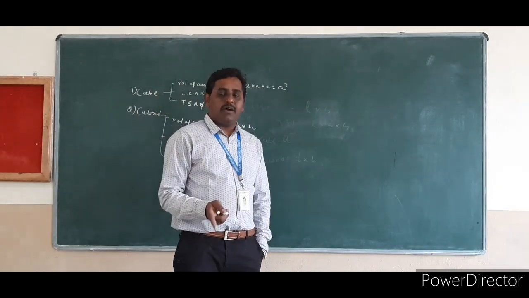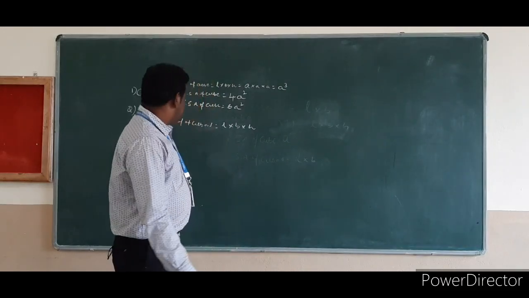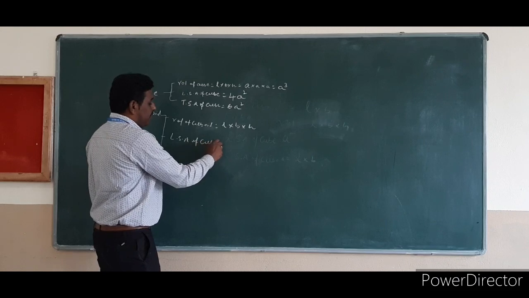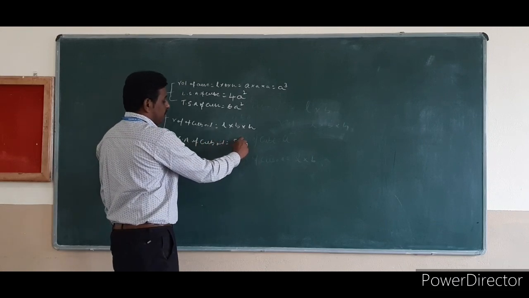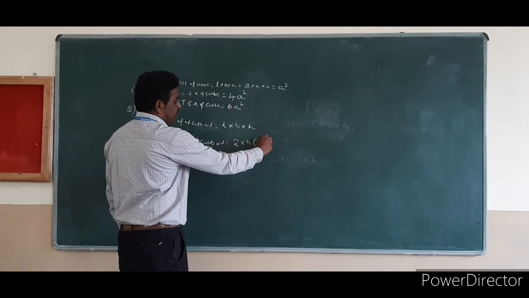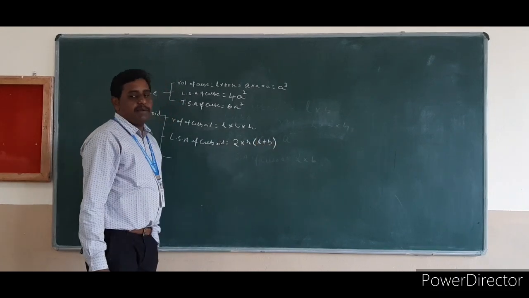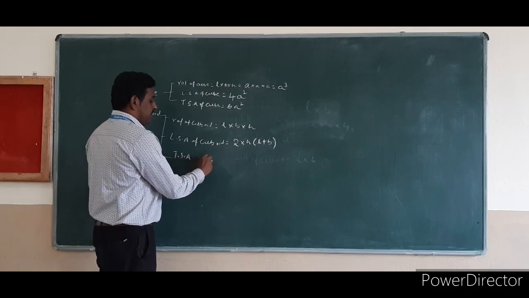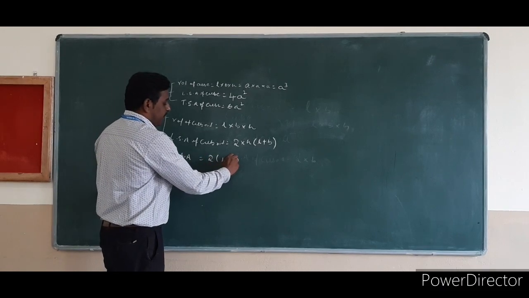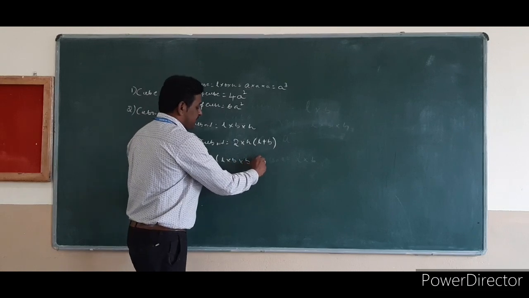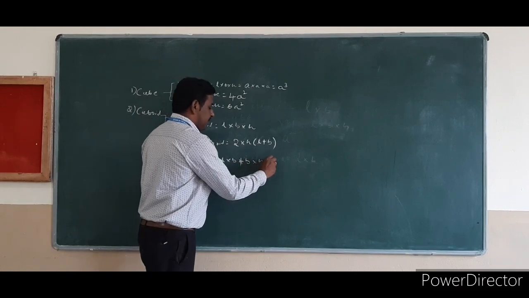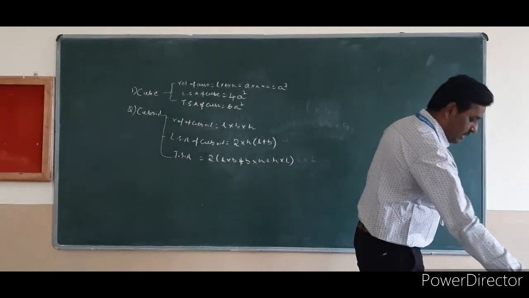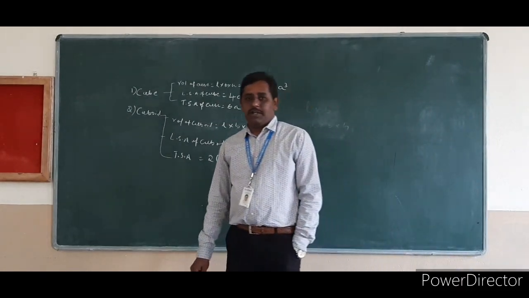Similarly, in a cuboid the volume is equal to length into breadth into height, because the sides are different, unlike the cube. Next, the LSA of a cuboid is equal to 2 into H into (L plus B). Next, the TSA is equal to 2 into (L into B plus B into H plus H into L).